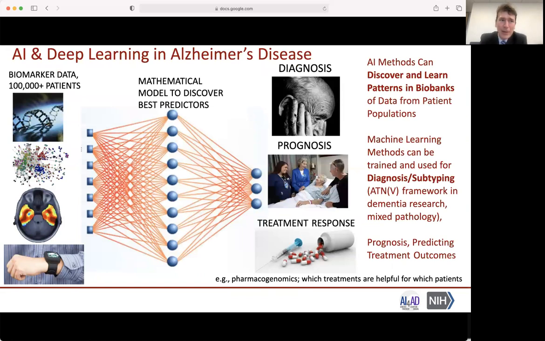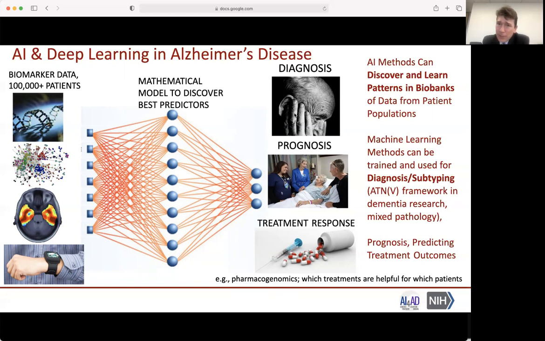So when we talk about AI and deep learning, particularly applied to a disease such as Alzheimer's, we're interested in taking all of the aggregated biomarker data from patients, whether it be genome sequences, omics data, blood tests, neuroimaging, and even real-time data from activity monitors such as an actigraphy watch, and essentially building a predictive model from this that might help us do tasks such as diagnosis, prognosis, infer likely treatment response.